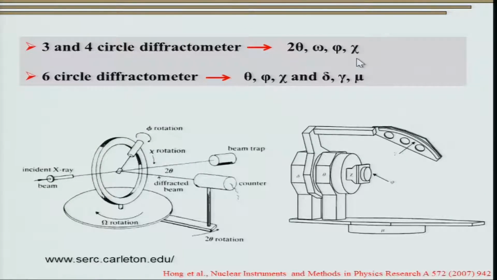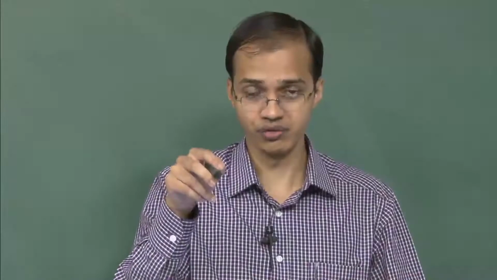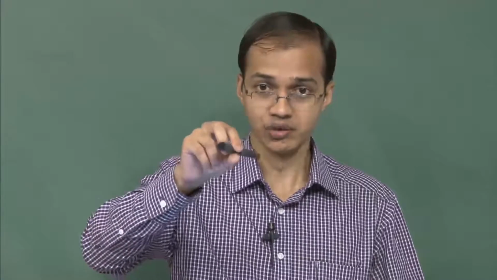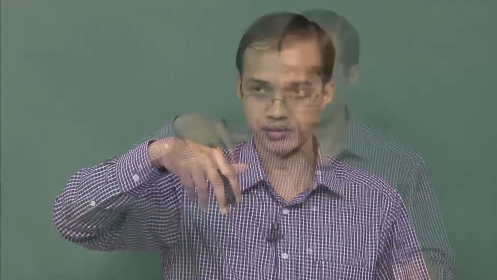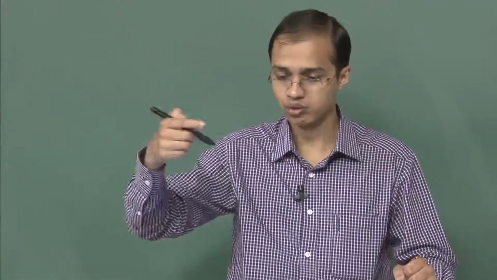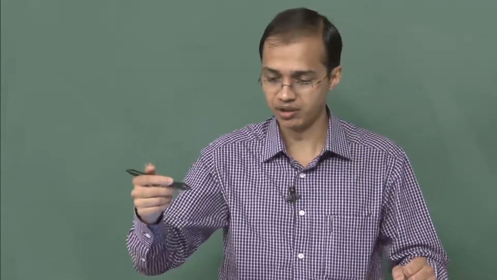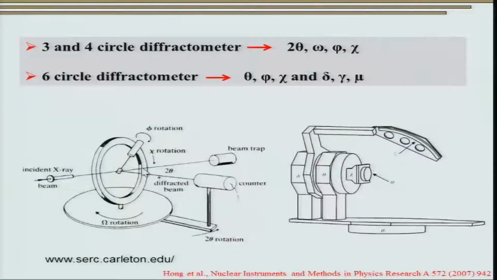correspond to the rotation of the sample about the normal axis and the rotation of the sample about an axis perpendicular, which is going through the sample, which is known as chi. This is what is shown in the figure over here. So, we see that in case 2 theta and omega are coupled, it will be a 3-circle diffractometer, while in case they are uncoupled, it will be a 4-circle diffractometer.